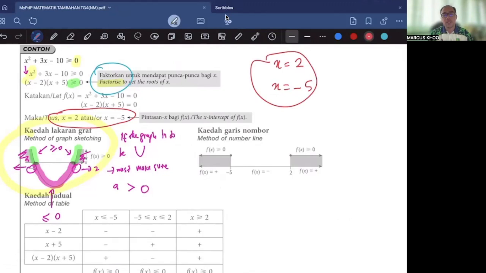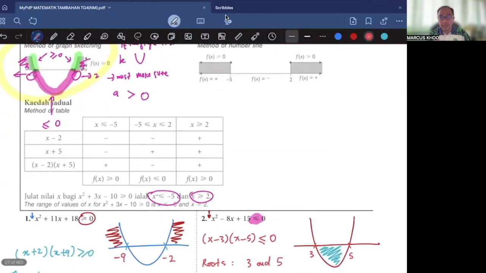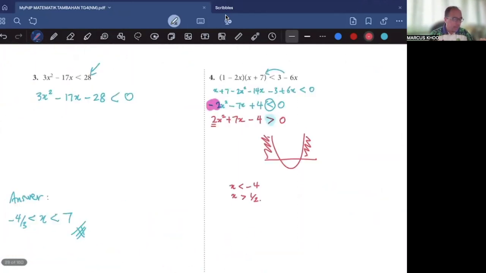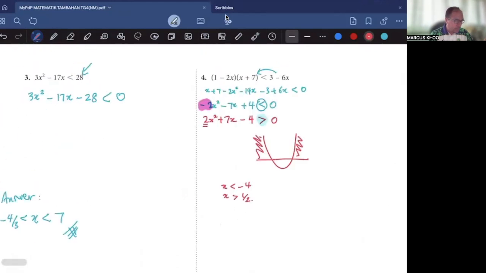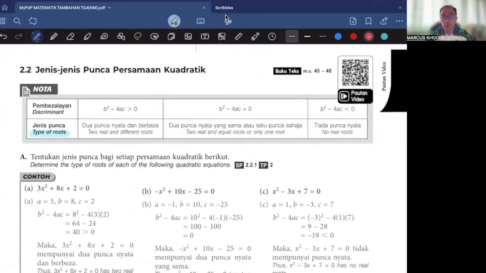Sometimes you will have a situation where after you factorize, you get x equals 3 and x equals 3. So these are real and equal. It's the same kind of root, not different roots. And if the numbers don't exist, then we call them no real roots.